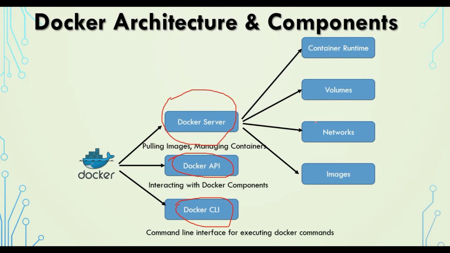Now when you talk about the Docker server, you can see there are different other components like the Docker container runtime, where you can run the Docker containers. It will also talk about Docker volumes, like how you create volumes, persistent storage, and all those kinds of things. Docker also creates its own networks. There are different kinds of networks in Docker, like bridge network or overlay network. All those things we will also discuss in the upcoming sections of this tutorial. And as we mentioned, we'll also talk about how Docker images work.